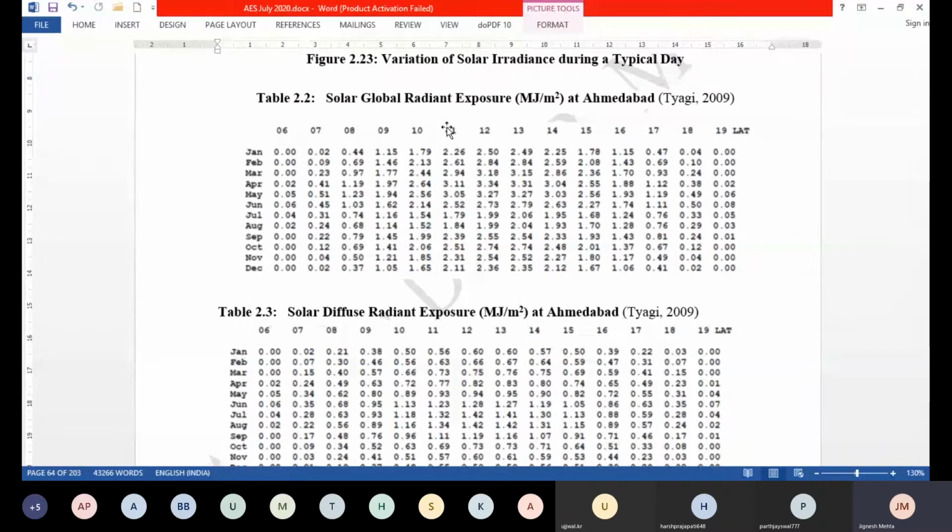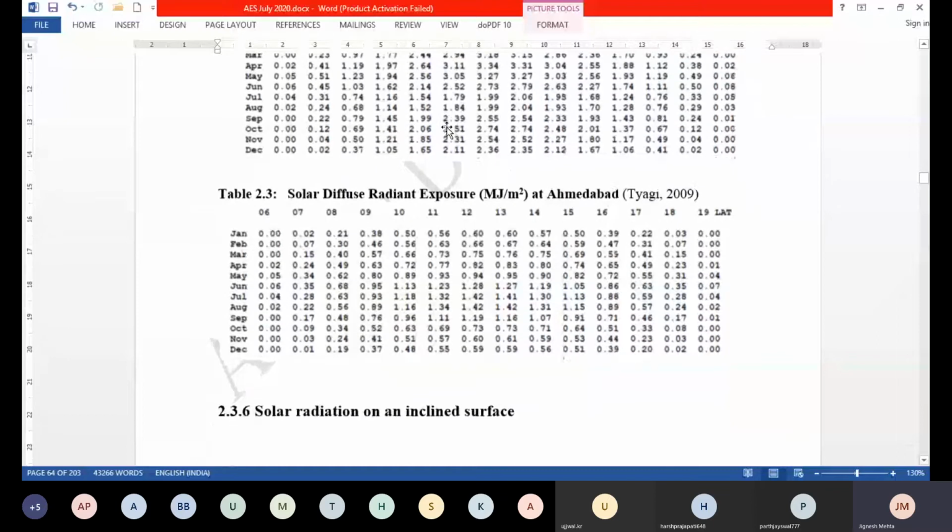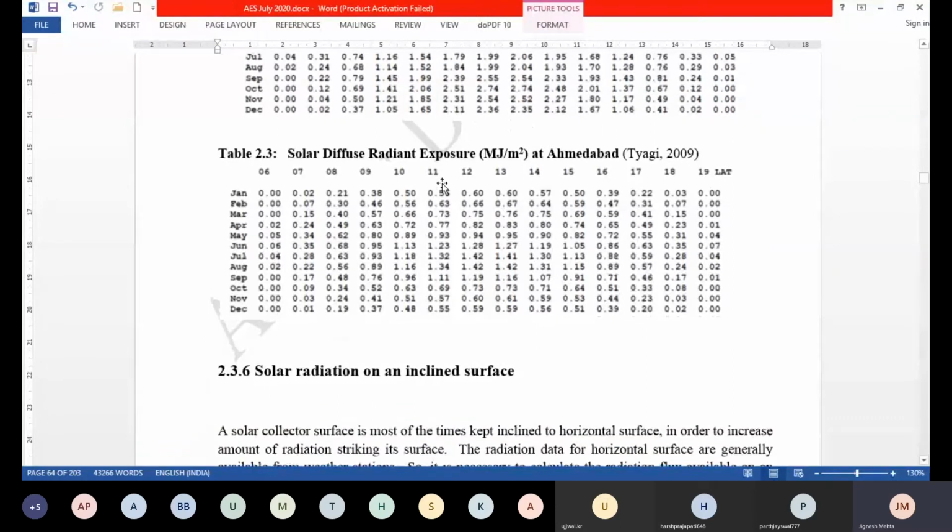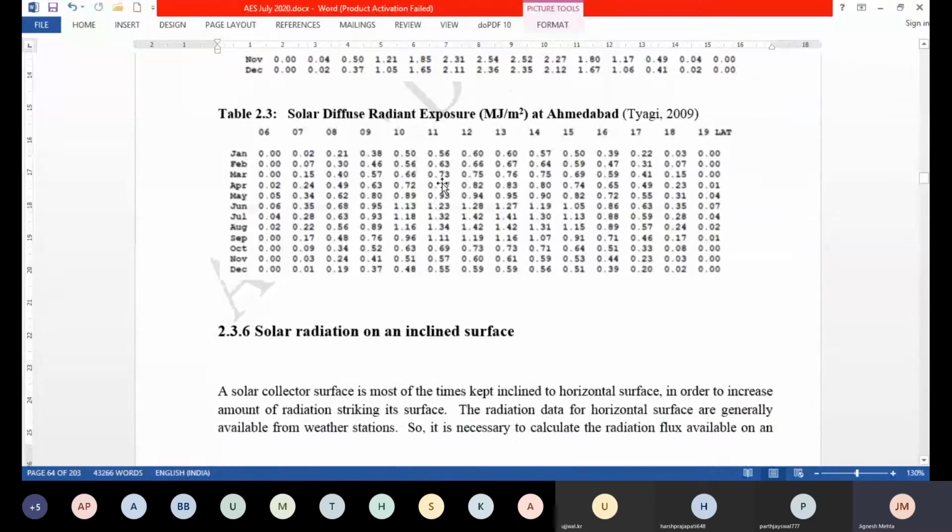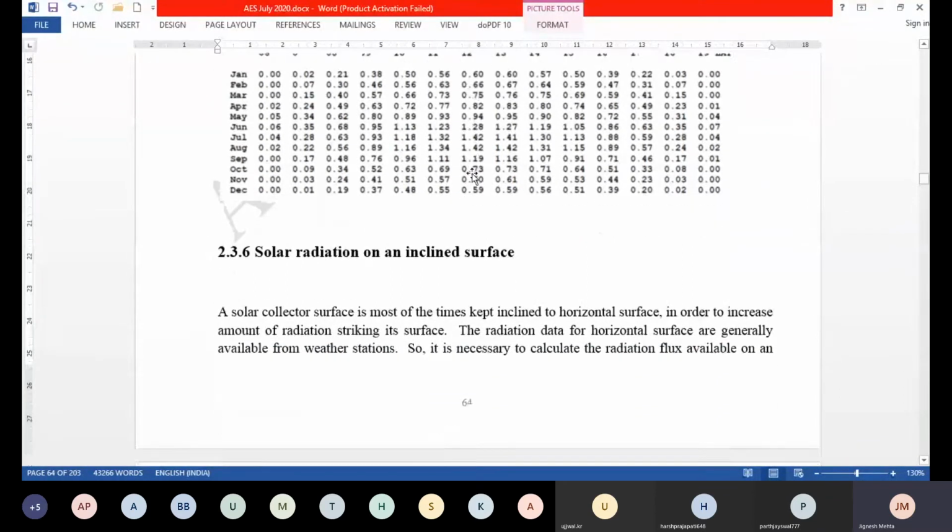Of course, these things are what is available on a horizontal surface, because the weather stations most of the times present the data for the horizontal surface. Then that can be used to evaluate or to calculate the value that would be available on an inclined surface. So we will be taking one such example now. Okay, this is for a table for diffuse radiation.